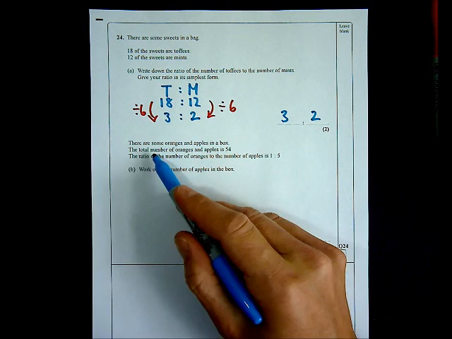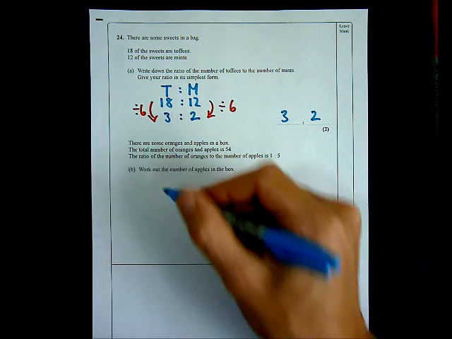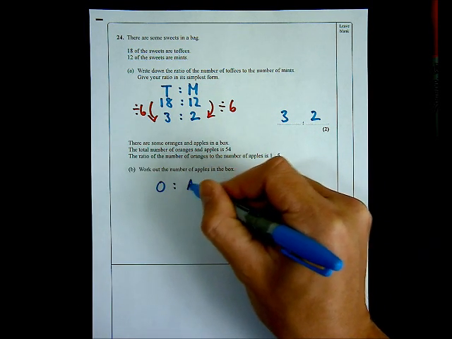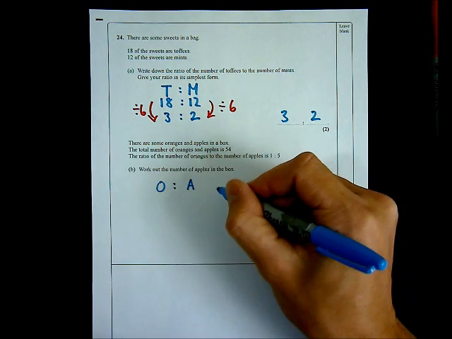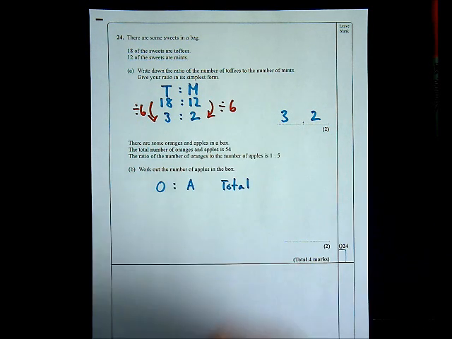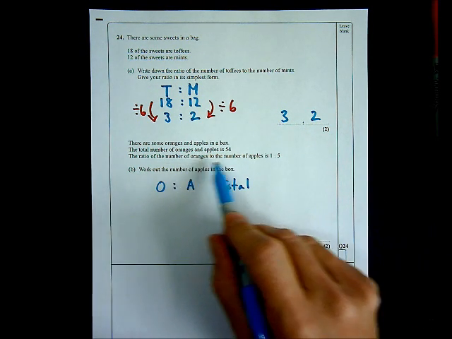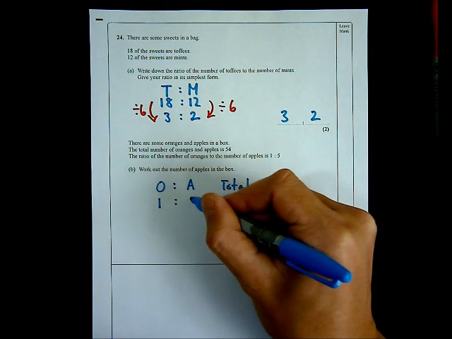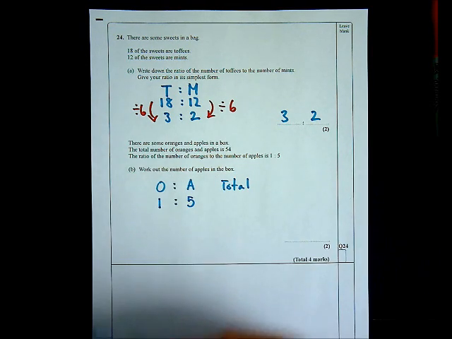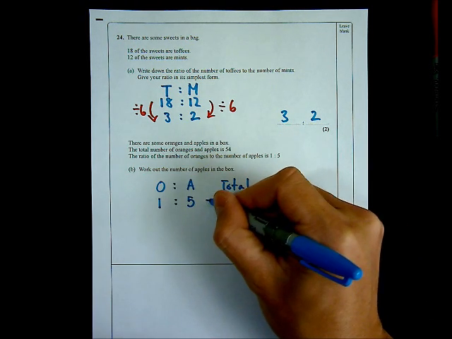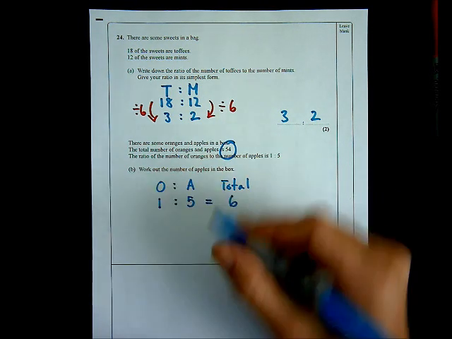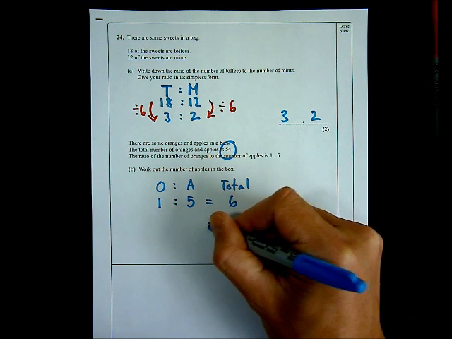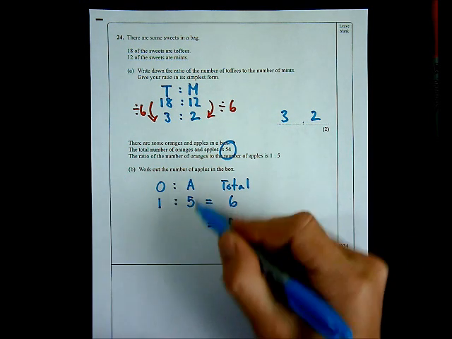In part B, I'm told that there are some oranges and apples in a box. So I'm going to write oranges and apples, and I'm told that the total number of oranges and apples is 54. So there must be a column for total as well. The ratio of the number of oranges to apples is 1 to 5. So 1 orange for every 5 apples, which would give me a total of 6, simply by adding 1 and 5 together. In the question, I'm told that the total is 54, and I'm asked to work out the number of apples in the box.